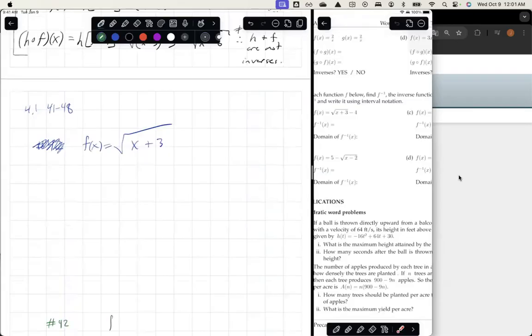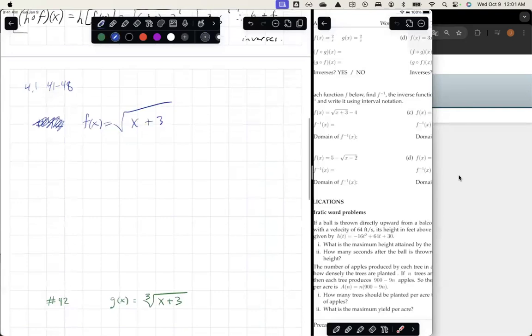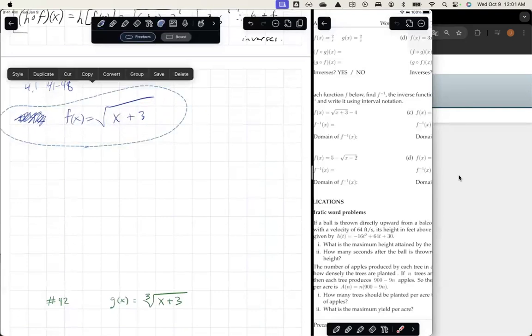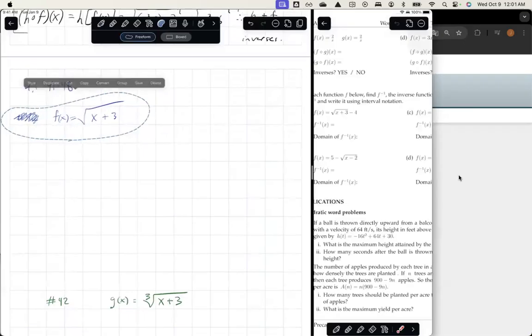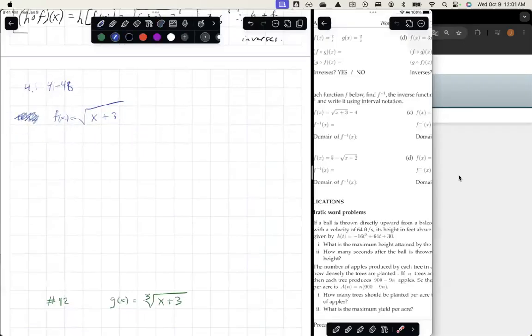G of x equals the cube root of x plus 3. And I'll show why I made this change. It's just so we can see something in this problem here. It makes it a little bit clearer with the square root rather than the cube root. All right, so the square root of x plus 3, we actually should be able to graph this really accurately because we've already talked about function transformations in this class.